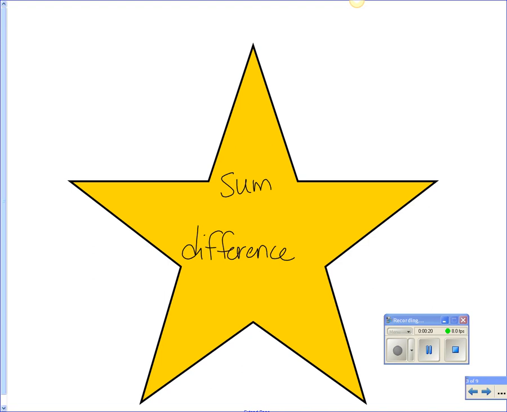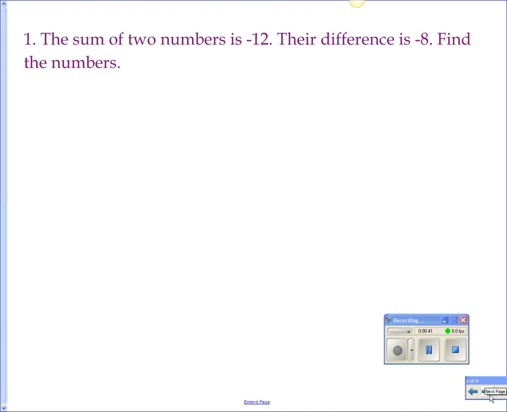All right, does anybody remember what sum means? Good. Sum means to add. What does difference mean? To subtract. So write that down on your paper so you have that to look at. All right, Andrew, read number 1.